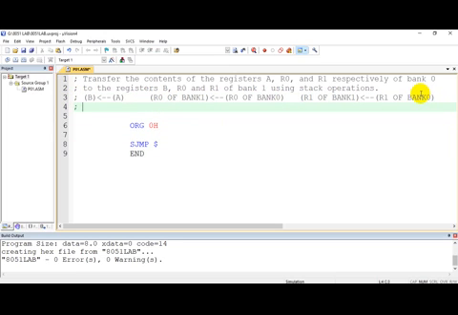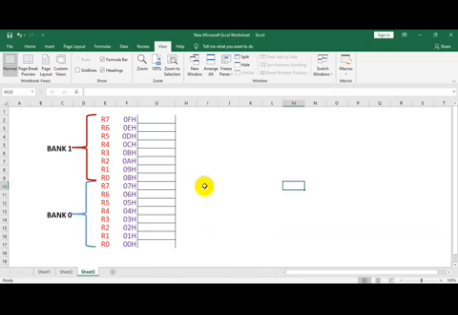What is the address of register B? Address of register B is F0H, and address of accumulator is E0H. And what is the address of register R0? It is 08H. Okay, I shall have a quick run through.